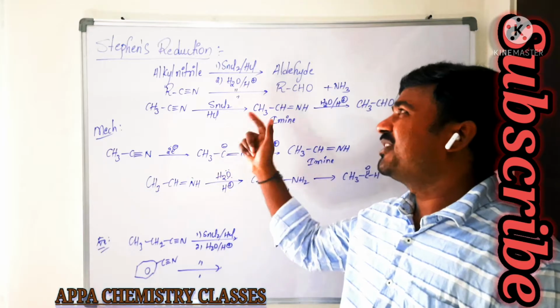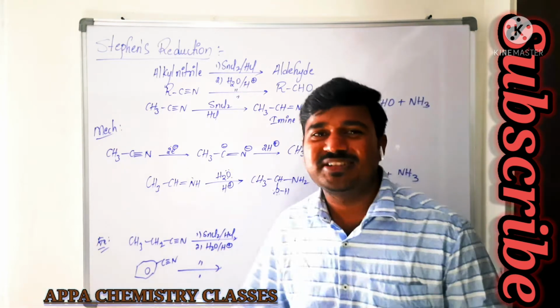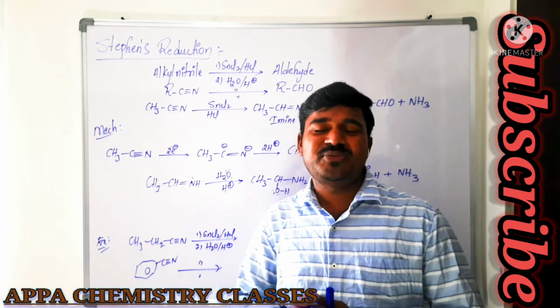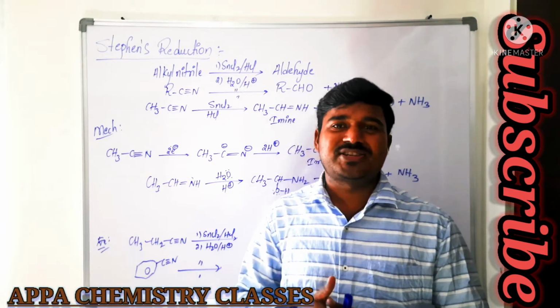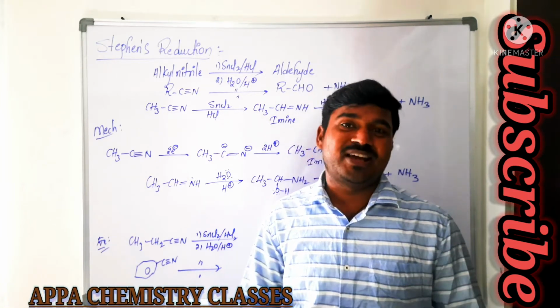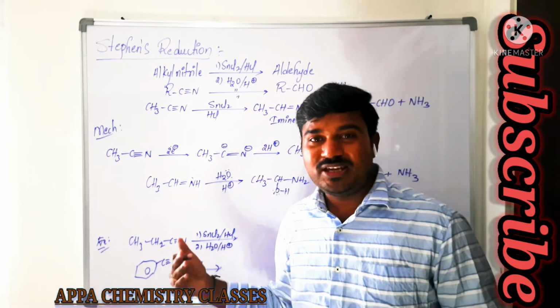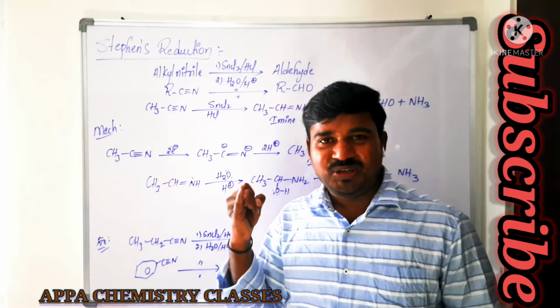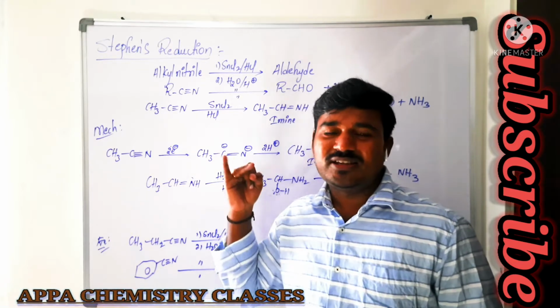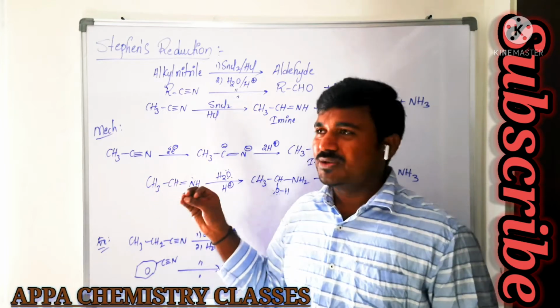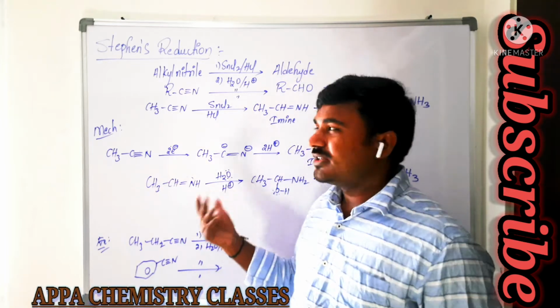So today's named reaction is Stephen reduction, which is also very important. As in the previous video we had seen the Rosenmund reduction, how we prepare the aldehyde. In the same way, by using this Stephen reduction we can prepare only aldehyde. By using Rosenmund reduction only aldehyde, and by using Stephen reduction also only aldehyde can be prepared. So these are the Rosenmund reduction and Stephen reaction.